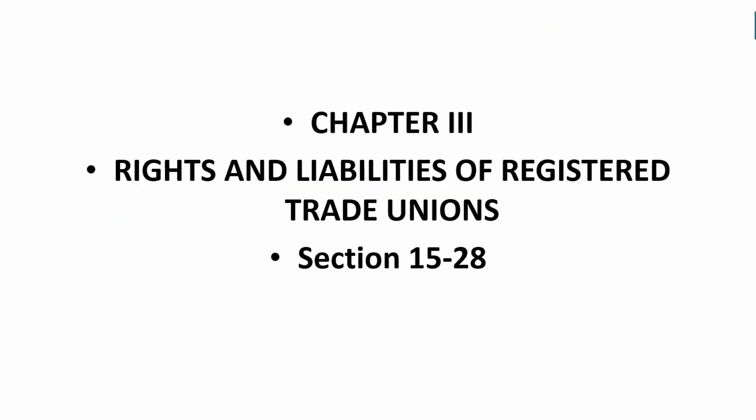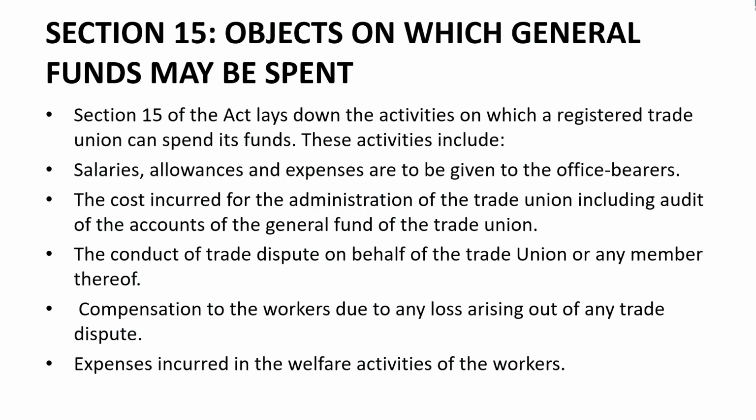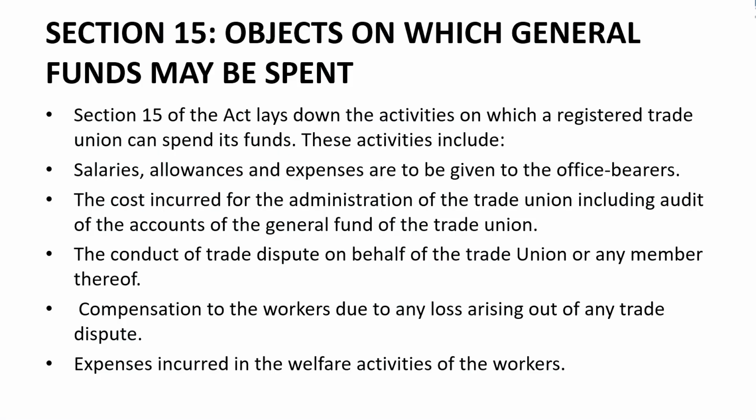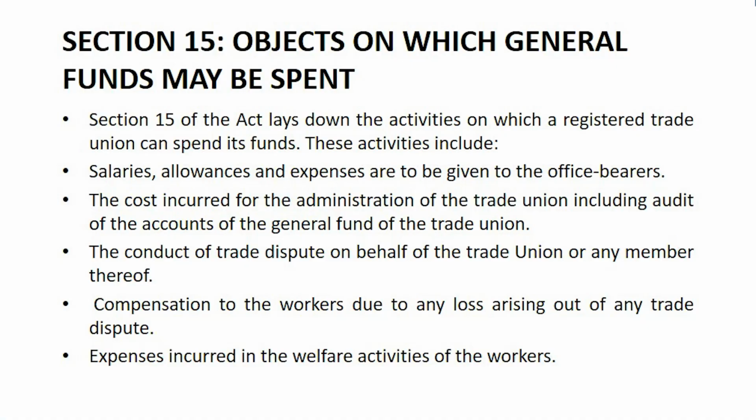Chapter 3 is talking about the rights and liabilities of a registered trade union, into which we will talk about sections 15 to 28. When we are talking about rights and liabilities of the registered trade union, that is section 15, objects on which the general fund may be spent, because this is how any trade union would be doing the work in the industry.